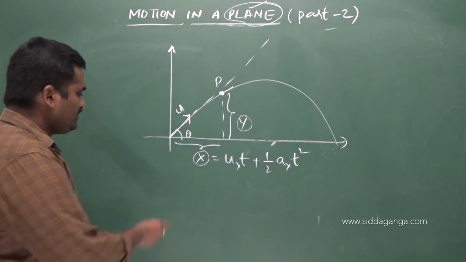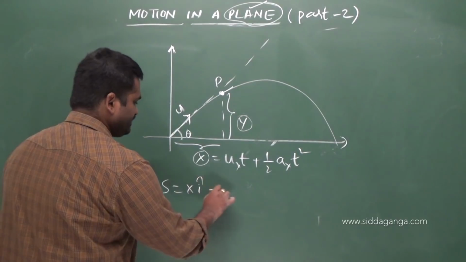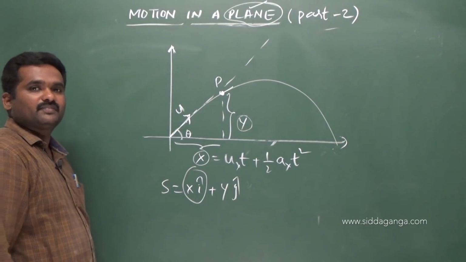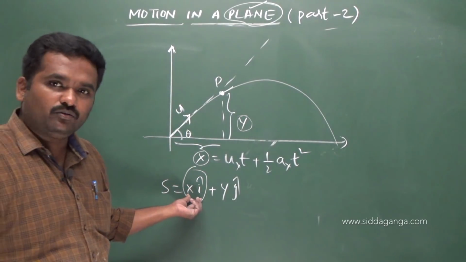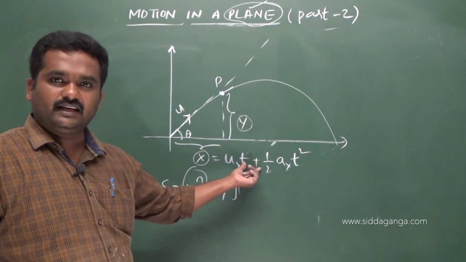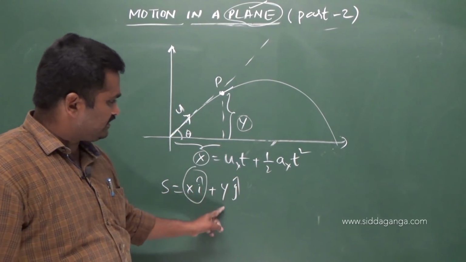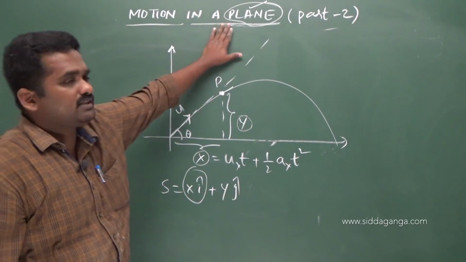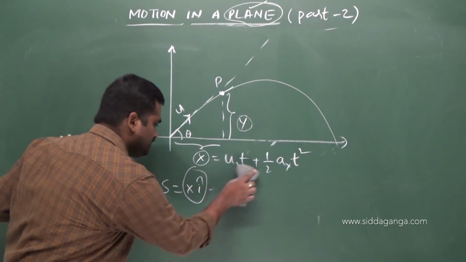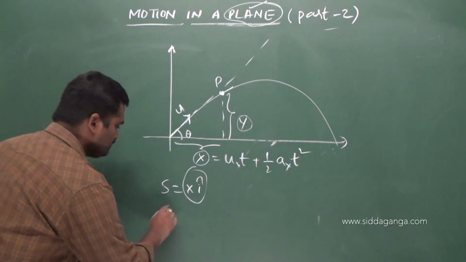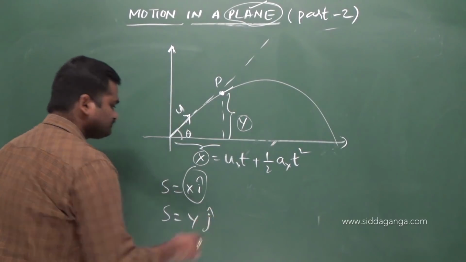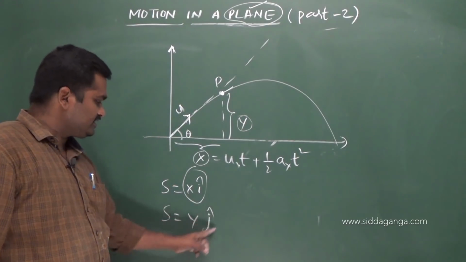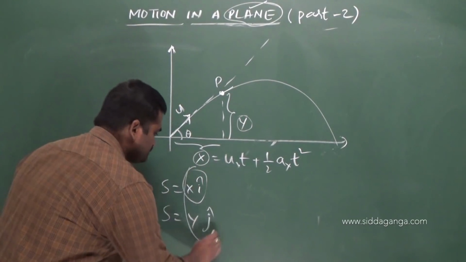If I combine both of them, what is it? Displacement, x i cap plus y j cap. This is the horizontal displacement, and similarly the displacement takes place in the vertical direction. If I combine them together, that is what the plane chapter is all about. In motion in a straight line, we studied only s equals x i cap or only y j cap, separately. When you combine these two, that is nothing but a plane.